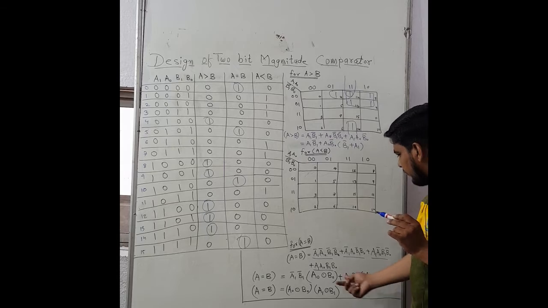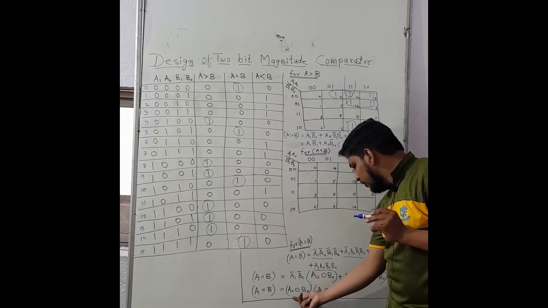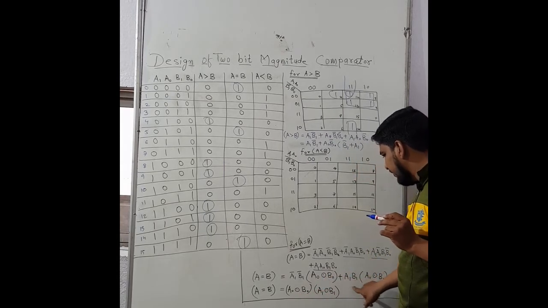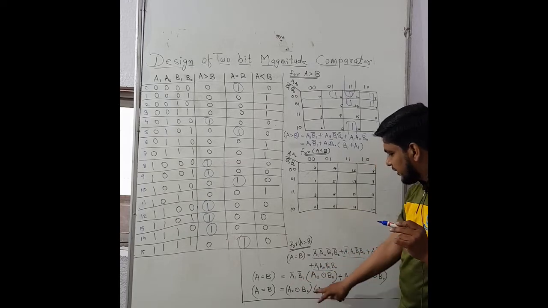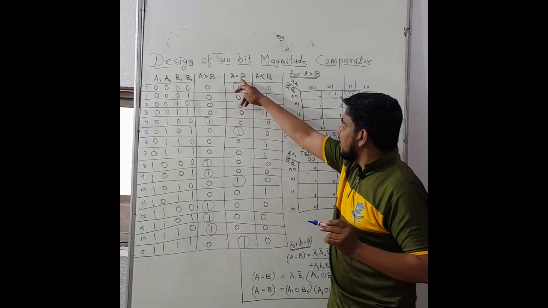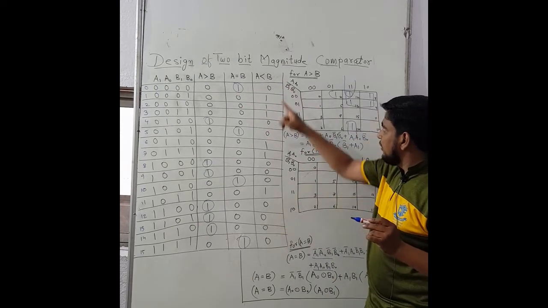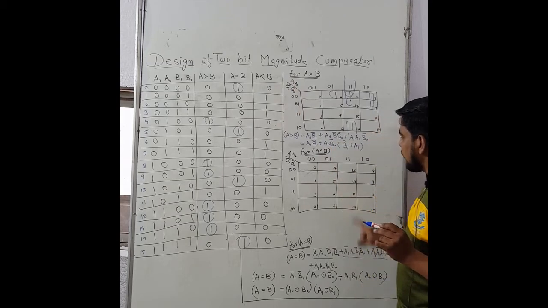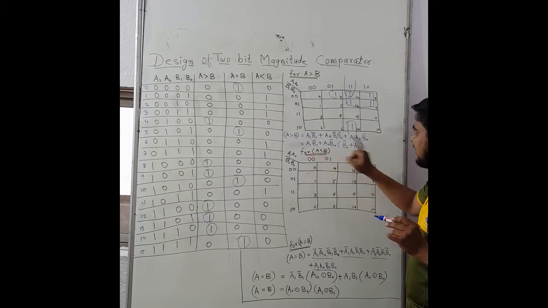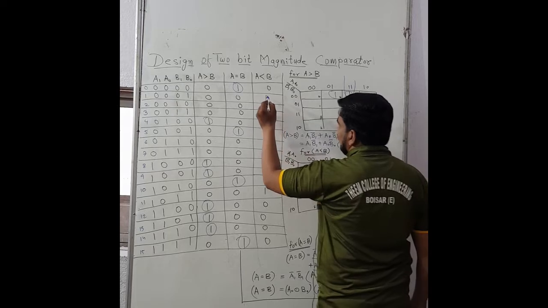Now take A0 XNOR with B0 common. So A1 B1 plus A1 bar B1 bar will become A1 XNOR with B1. So this is the output expression for A is equal to B. Now for the last expression, A is less than B, we will solve the Karnaugh map.